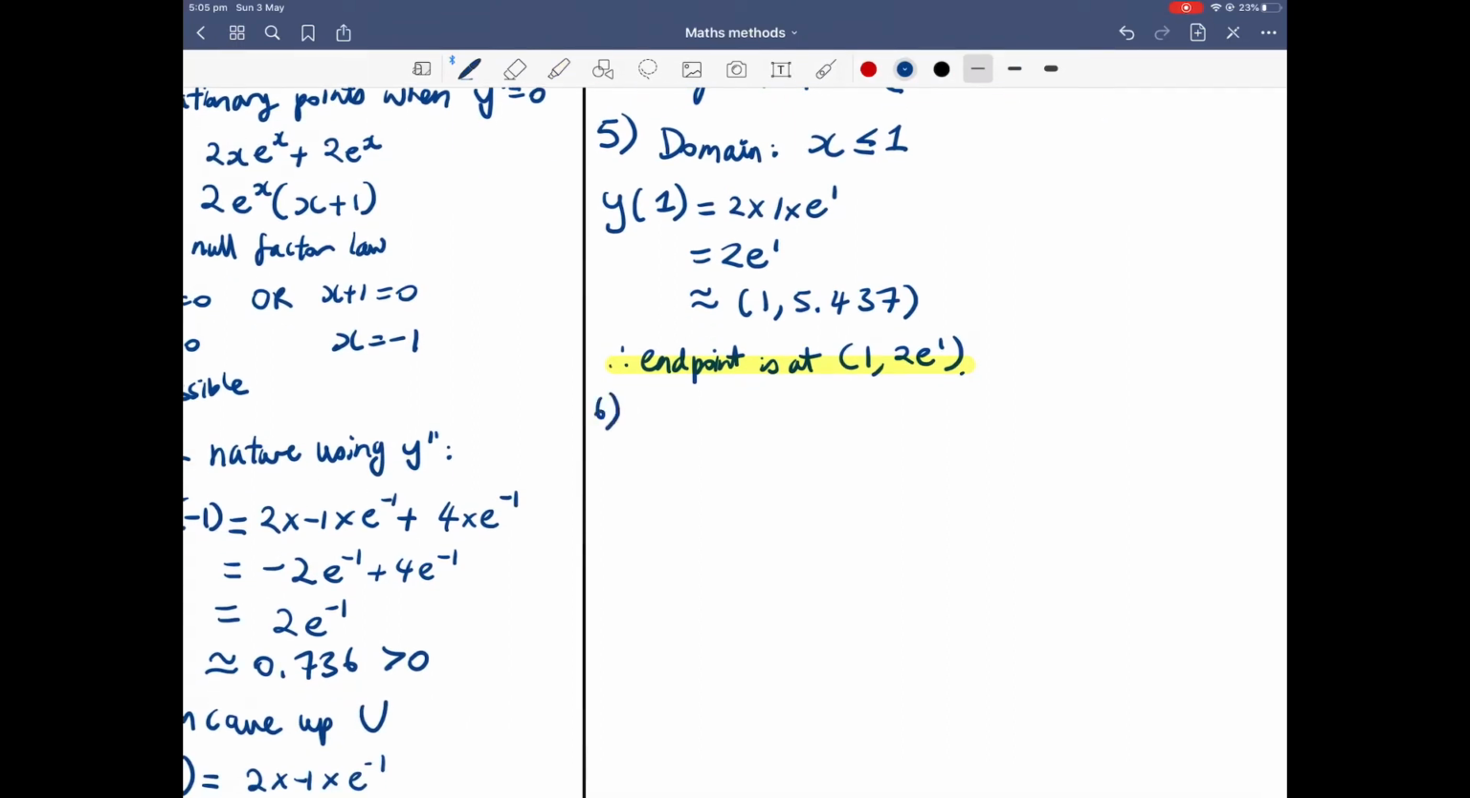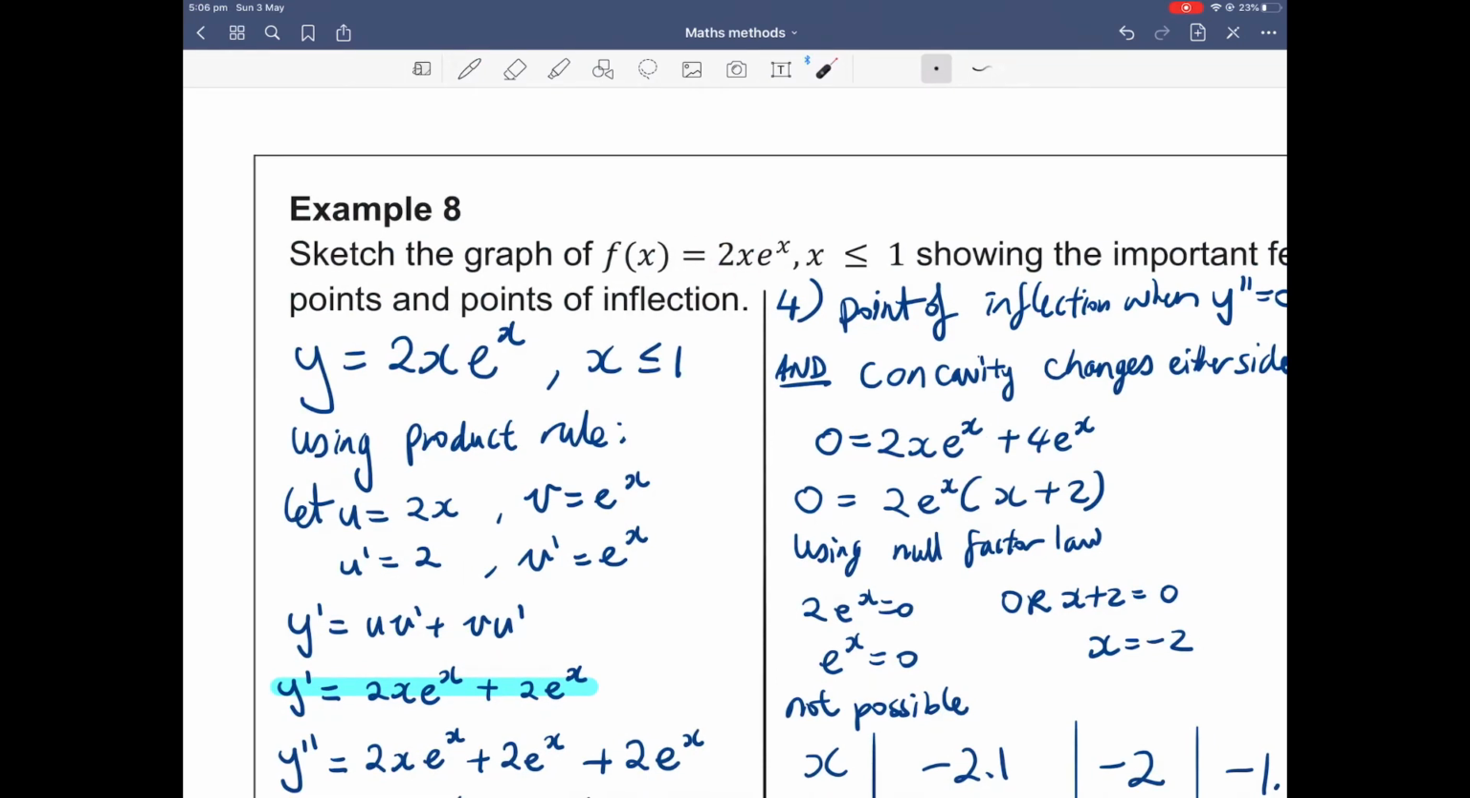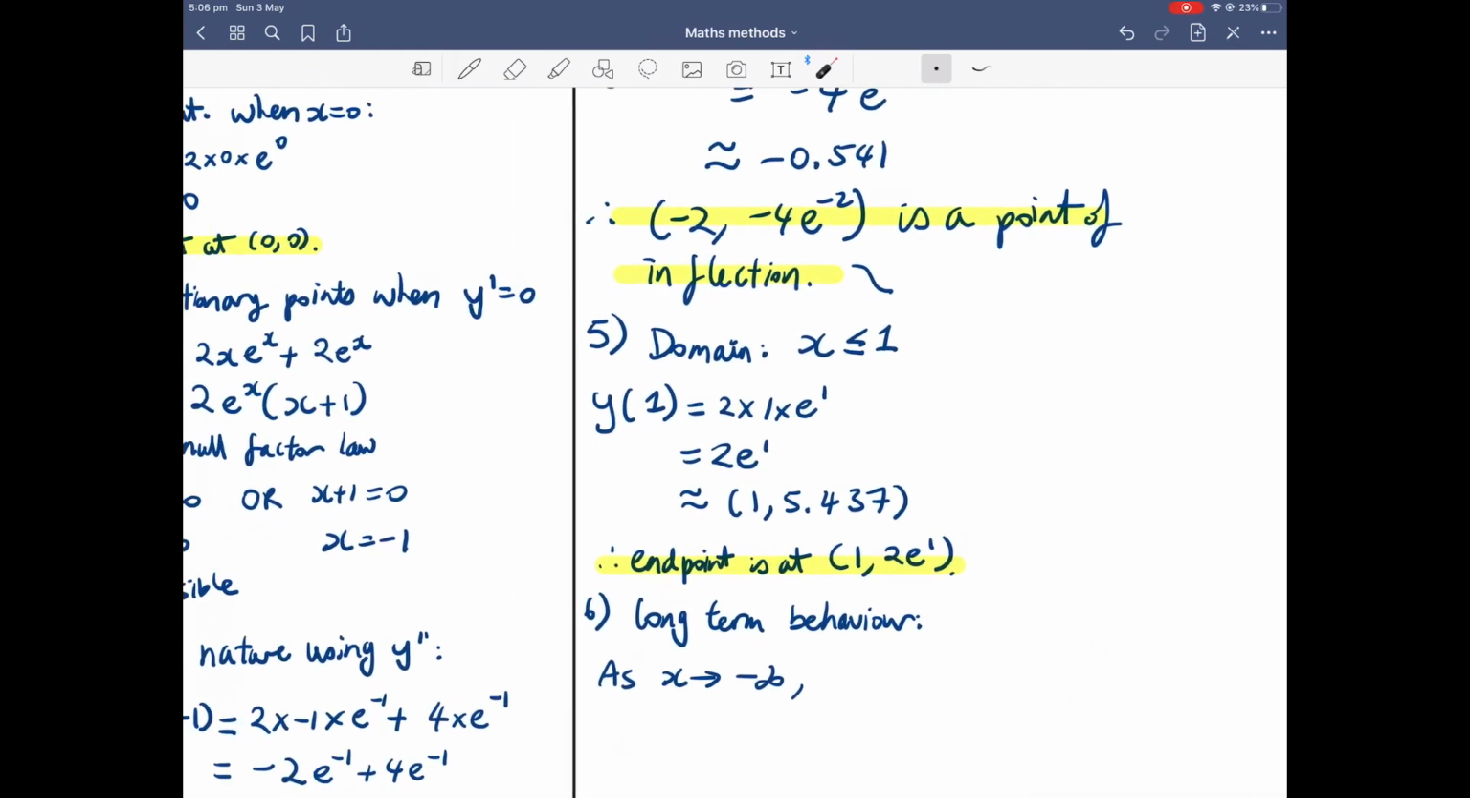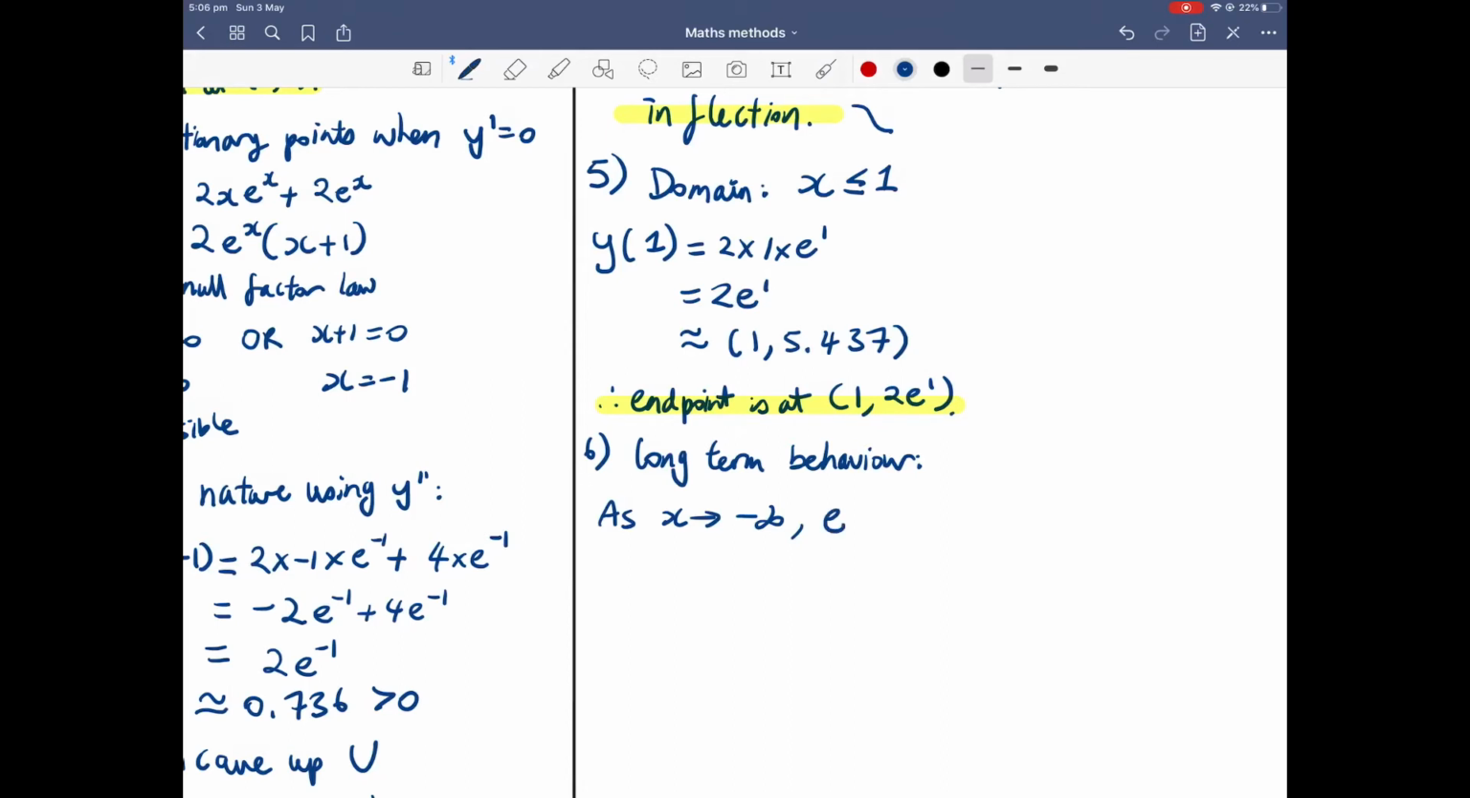And then step 6, we look at the long-term behavior and asymptotes. So as x gets really negative and big, well, if we consider our function is composed of 2x and e to the x, the product of that. So let's just think about the normal exponential curve. What happens to the exponential curve as x gets really big and negative? Well, remember, your exponential curve looks like that, right? So as x gets really negative to the left, your y value, your e to the x, gets really, really close to 0. So we can say that as x approaches negative infinity, e to the x approaches 0. So therefore, as x approaches negative infinity, what happens to 2x e to the x?